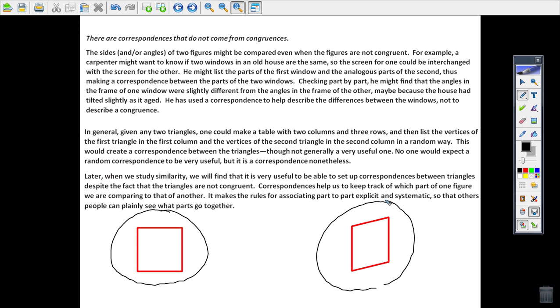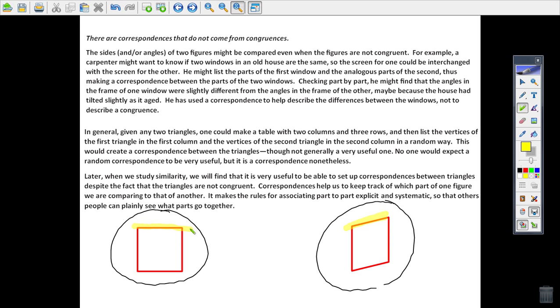It's shaped slightly tilted. Let's say the house aged. These old houses tend to sink quite a bit. Their foundation is not built very solid. They didn't have the parts that we have today. So he could compare these two figures. He could compare this top side here, this segment at the top, with the segment that's located in the other figure. He can compare those two. He can make a correspondence between them, although they're not necessarily congruent figures.